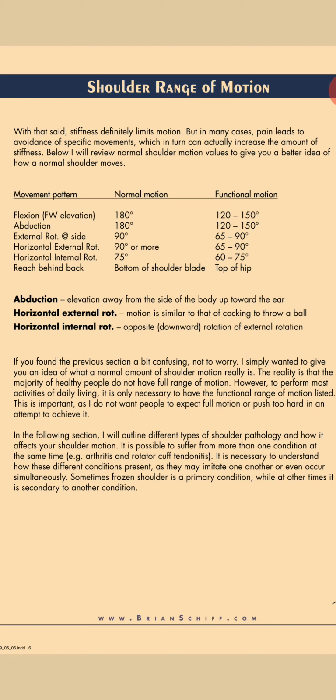In the following section, I will outline different types of shoulder pathology and how it affects your shoulder motion. It is possible to suffer from more than one condition at the same time, for example arthritis and rotator cuff tendonitis. It is necessary to understand how these different conditions present as they may imitate one another or even occur simultaneously. Sometimes frozen shoulder is a primary condition while at other times it is secondary to another condition.